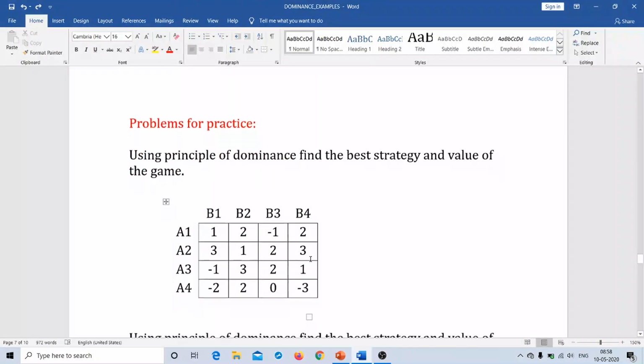Let us have some problems for practice. I'll just show you these problems. Kindly make a note of it and then solve it for your own benefit.